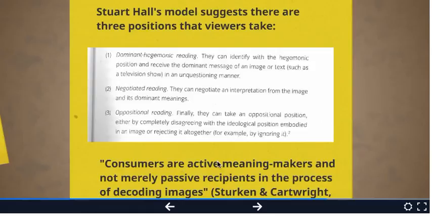There's a negotiated reading, which is that viewers can negotiate an interpretation from the image and its dominant meaning, so they might buy into some of those meanings but not into all of them. And there's an oppositional reading, which is somebody who takes a different reading from that image. They disagree with the position that's embodied by the image, or they reject it altogether, so they might ignore it.